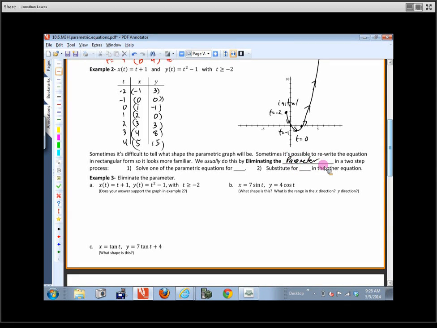If I eliminate the parameter, here's typically how we do this. We solve one of the parametric equations for t, and then we substitute for t in the other equation. So here's what I'd like you to do for a second. Take example number 3, solve one of the equations for t, and then substitute it into the other one. Which of these two equations is the easiest to solve for t? Probably the first one. So take that x equation, solve for t, and plug into the other one.